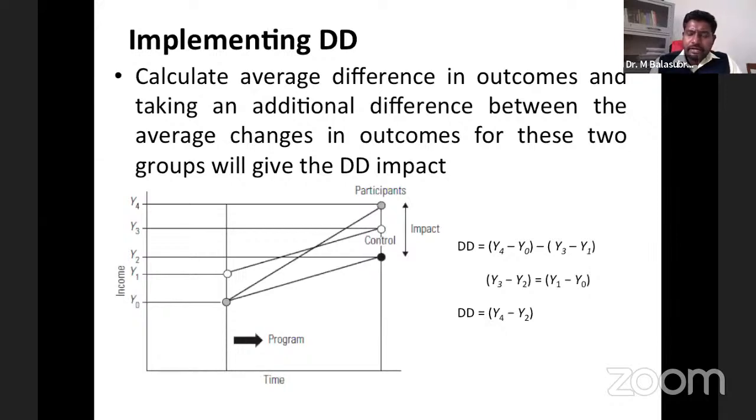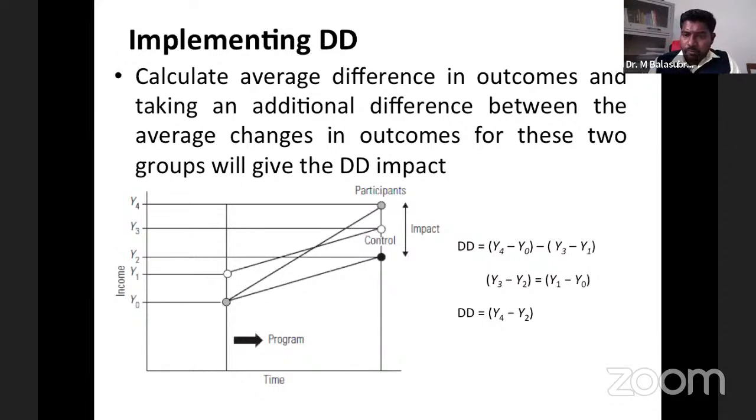I have given here the first equation: y4 minus y0, minus y3 minus y1. This is the double difference, because this figure gives you one difference, and this other term, y3 minus y1, gives the other term. This is the participant, this is the non-participant. Whereas here y3 minus y2 is equal to y1 minus y0, because it is the counterfactual.